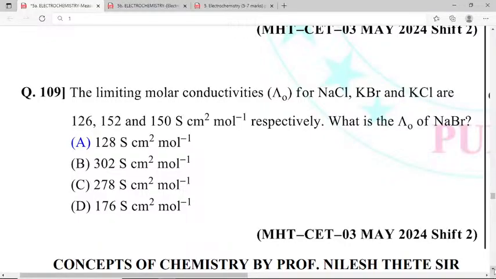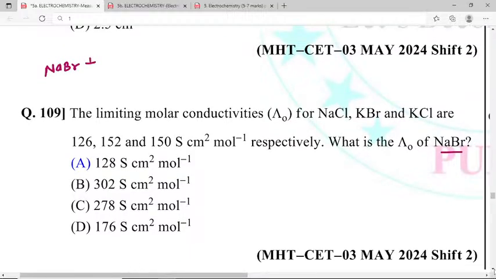The limiting molar conductivity for NaCl, KBr, KCl are given. NaBr we have to calculate it. So first take NaBr plus KCl on the left side, and NaCl plus KBr on the right side. So we have to calculate the lambda naught of NaBr.